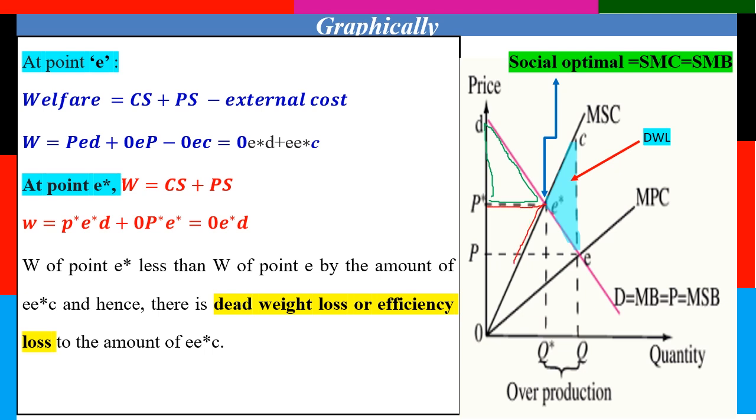This one. This triangle is producer surplus. This is the consumer surplus and this triangle is the producer surplus. Therefore, P star E star D means this triangle, plus O P star E star means this triangle. In general, the summation of the two becomes what? O E star D. This triangle and this triangle.